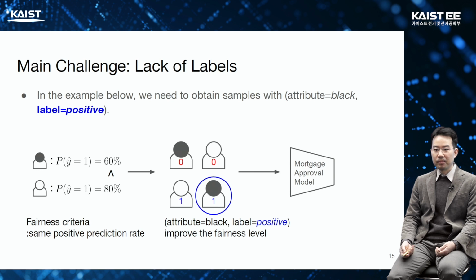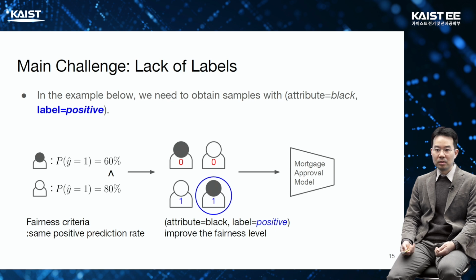So here, what we would like to select for labeling is a black sample that has a positive label, as shown in the middle of the example. This will in turn improve the positive prediction rate of the black sensitive group and thus reduce the gap between the positive prediction rates and thus improve fairness.